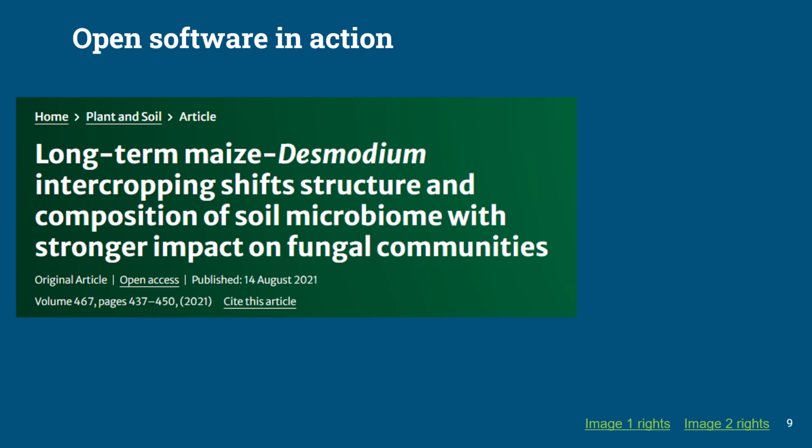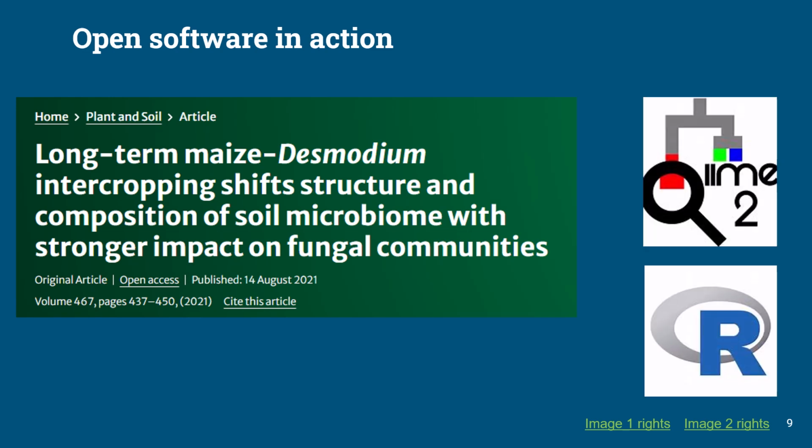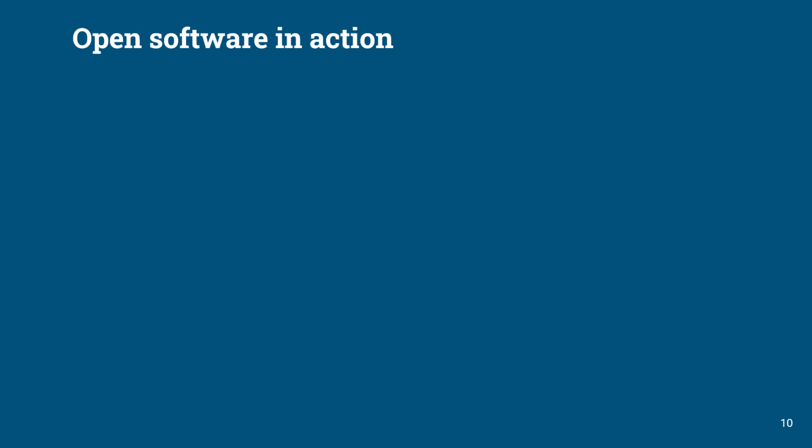I want to give an example of open software. This is a paper we published a few years back. We were looking at soil microbiome data. It was DNA data. It is published in the Plant and Soil Journal. And in this paper, we use QIIME and R for data analysis.